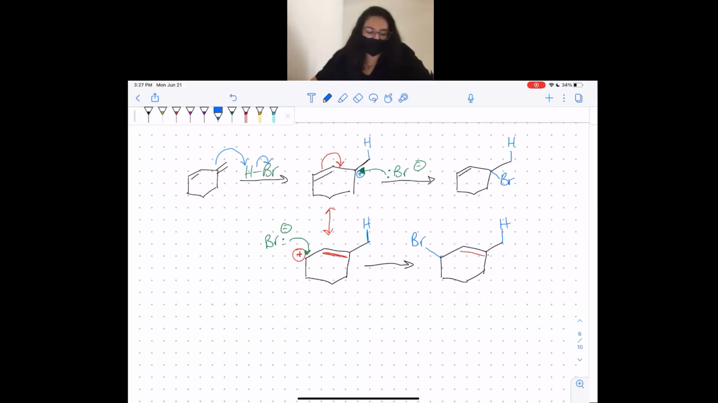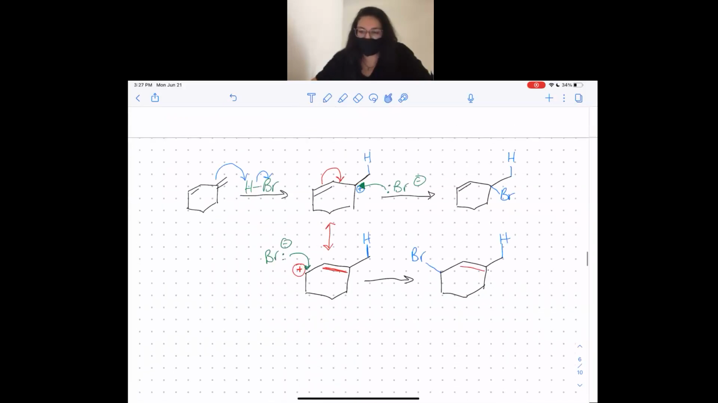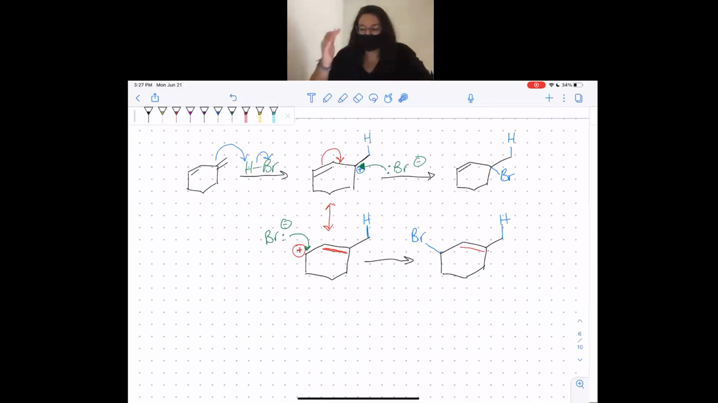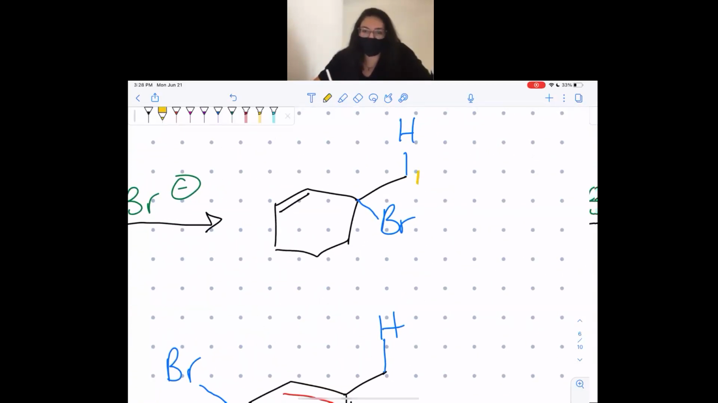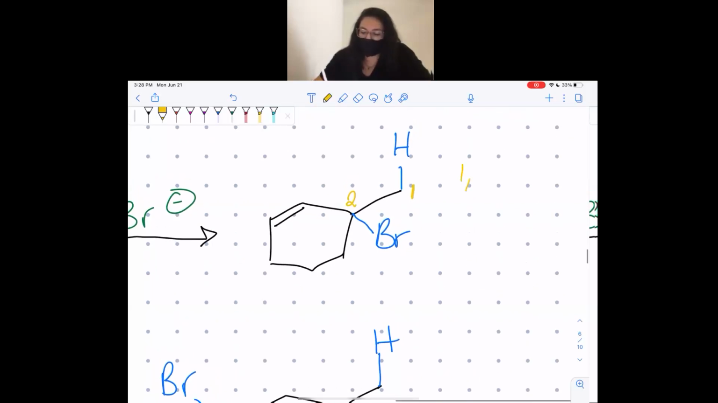Ta-da! Okay, so at this point, we have to compare and contrast these two, right? And so we know that the H and the Br are adjacent to one another here, and over here we did resonance, so they're kind of far apart. So how we go about naming this is, let me zoom in. Wherever the hydrogen added, we're going to call that 1. And we're going to start counting from there. So 1, 2. So we call this the 1, 2 product.